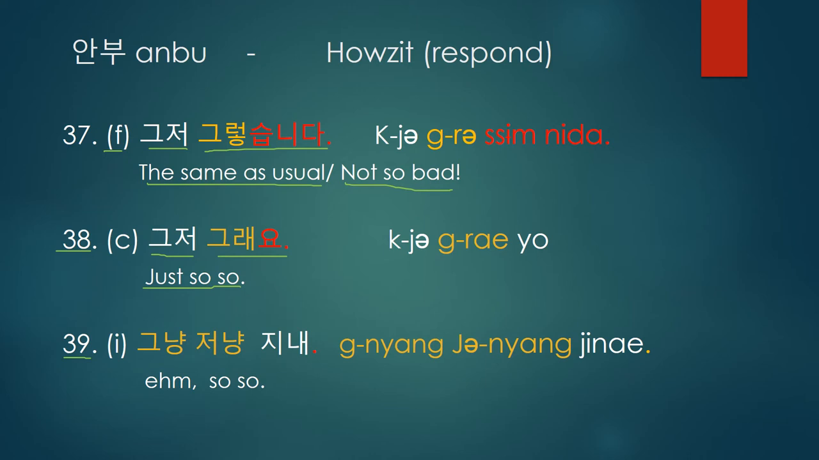39. Informal. 그냥 저냥 지내. So-so. It means 그냥 저냥 means so-so. It's an informal style of phrase. 그냥 저냥 지내. Between friends, you can use this form.